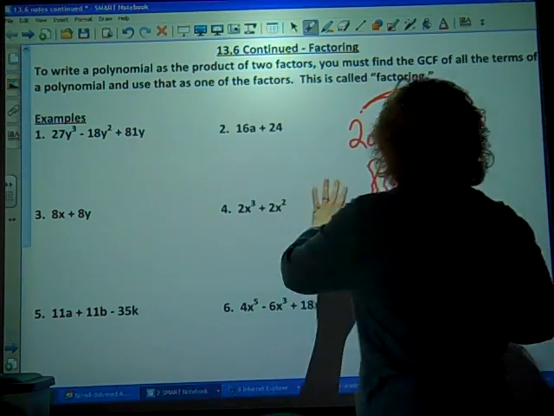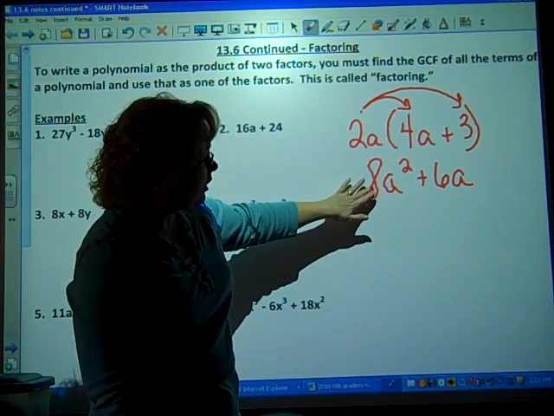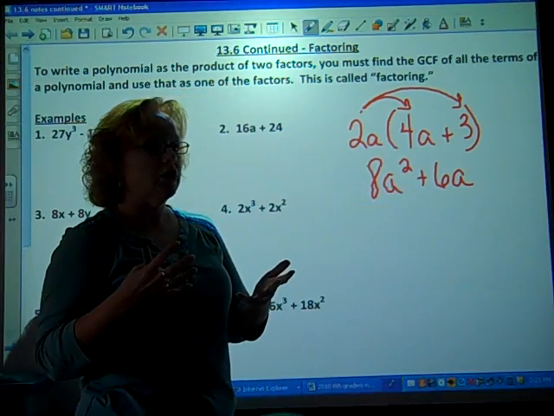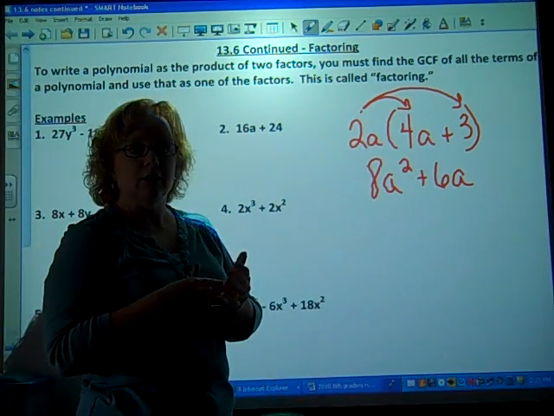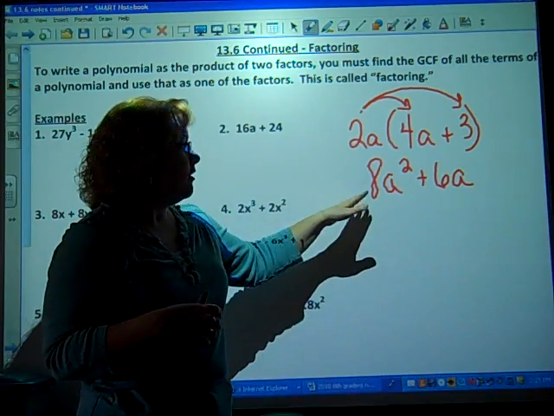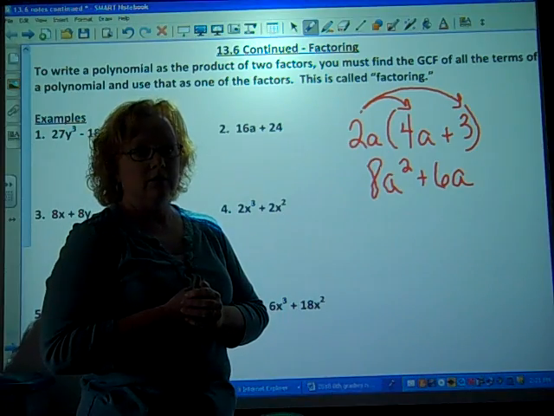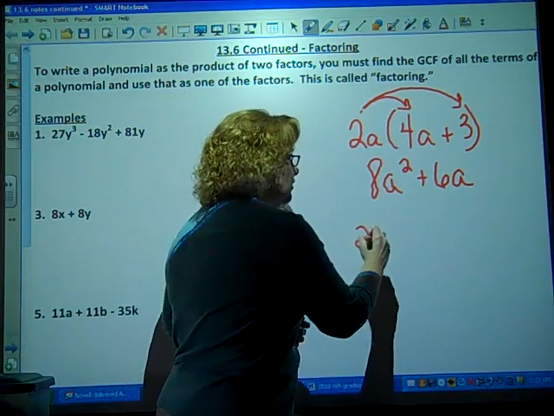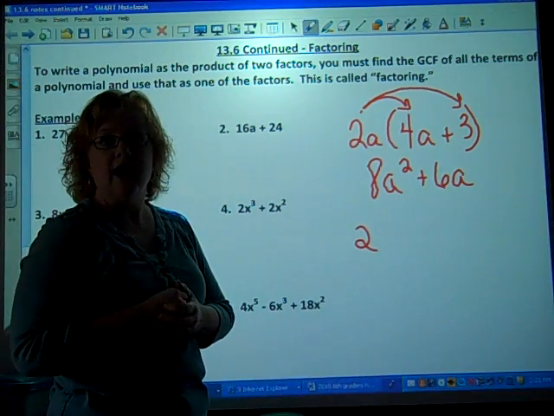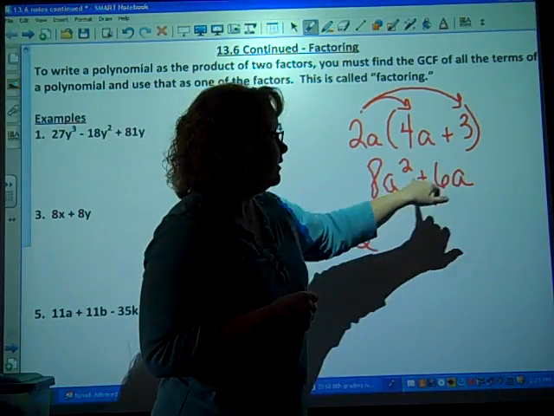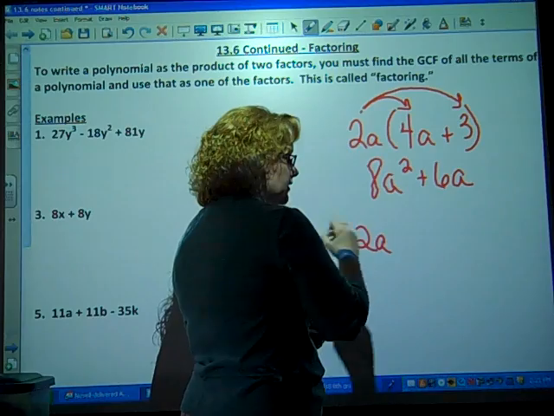So for example, if you look at this problem right here, I would look at my 8 and my 6 and I'd say, what's the greatest common factor of 8 and 6? So what's the largest number that I could pull out or divide out of 8 and 6? What's my GCF of 8 and 6? 2, okay? And then I look at my a squared and I look at my a and I say, well, what's the most amount of a's that I could divide out from each term? 1. So that is going to come out to the outside.